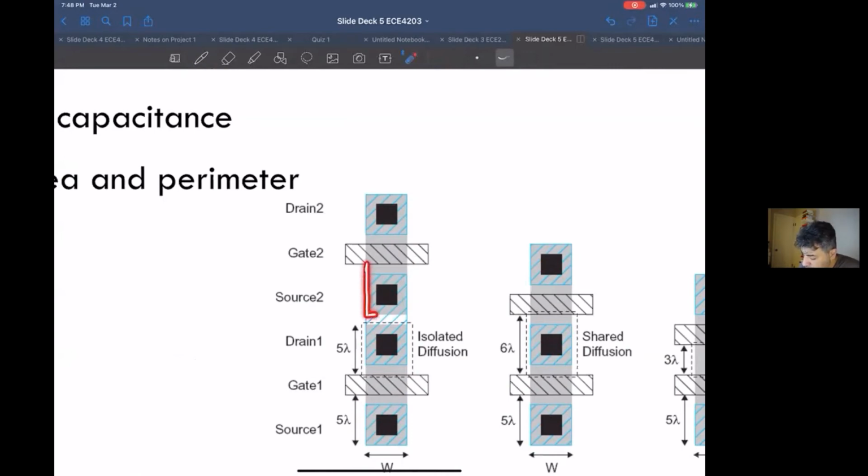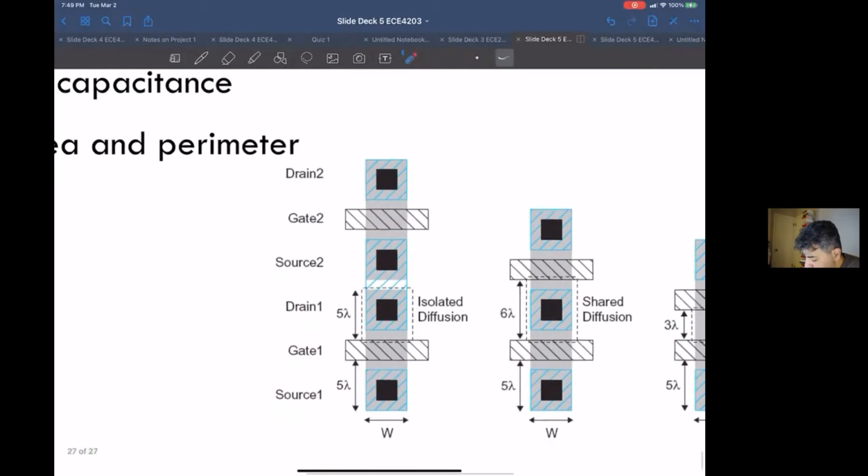And then they tell you we've got a minimum overlap: the active needs to overlap the contact by a minimum amount. So now you're stuck with this dimension. And then they tell you another rule, that the contact has to be away from your gate by a certain distance. So basically, you're stuck with this size as your minimum size. I can't do anything about that.